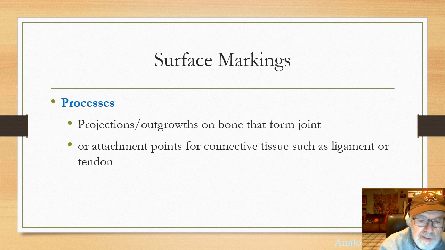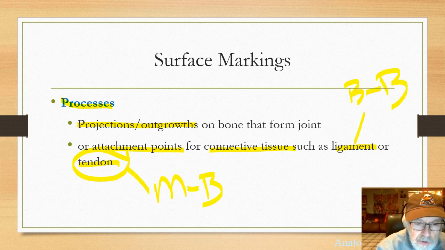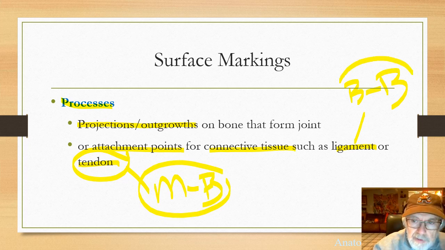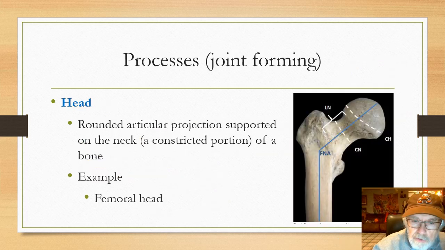Now let's talk about some processes. Processes are different from depressions because they're projections or outgrowths of bone that form a joint, or an area where things can connect, whatever the case may be. There could be attachment points for connective tissue such as ligament and tendon. Again, ligament connects bone to bone, tendon connects muscle to bone. That's always a good thing to remember. If I want to connect something, I have to have a place, a hill, to connect to in many cases, and that's what we see with these processes.